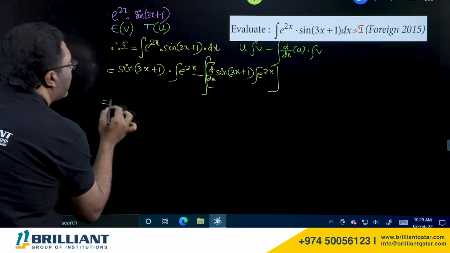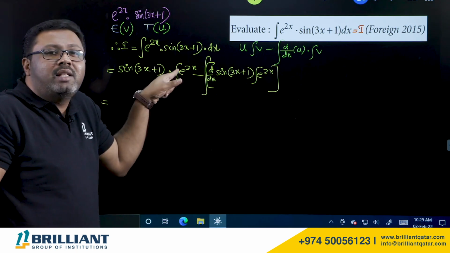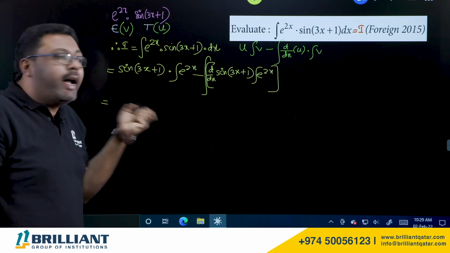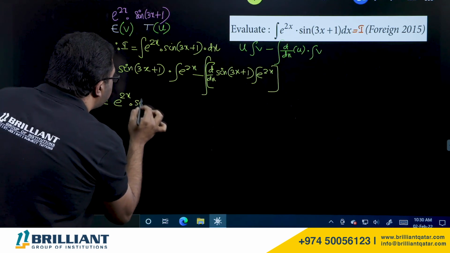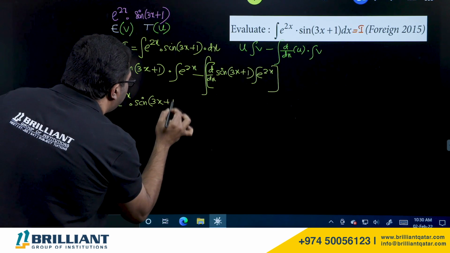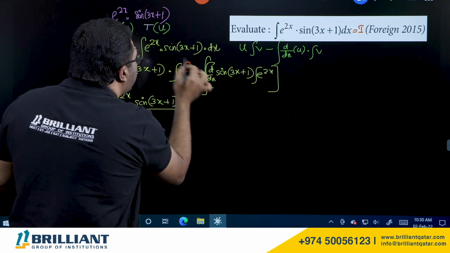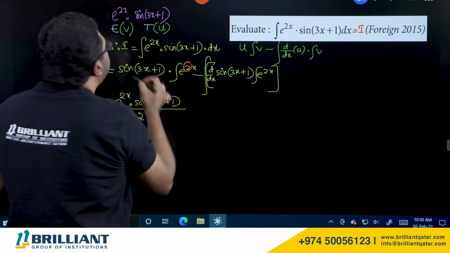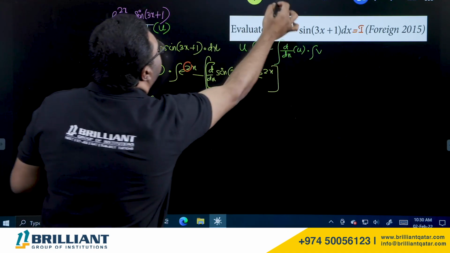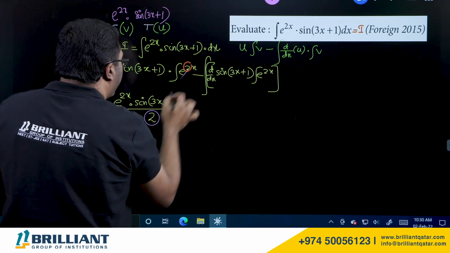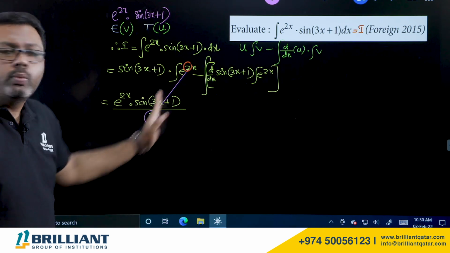That is equal to, come on, what is the integral of e raised to 2x? Integral of e is e. But I told you, whenever there is a coefficient for x, you have to divide with that coefficient. So my answer is going to be e raised to 2x into sine of 3x plus 1 divided by the coefficient 2. Keep in mind, I got the 2 from the power over here, from that coefficient of x. So that is the first part.